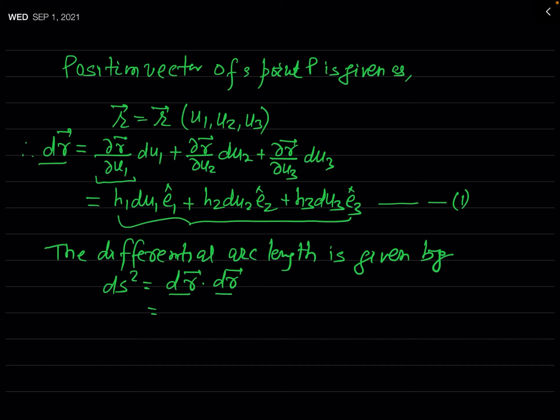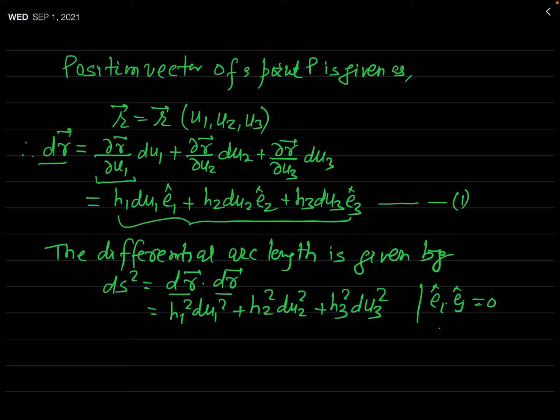So this will be simply equal to h1 square du1 square plus h2 square du2 square plus h3 square du3 square, because you know that ei dot ej is equal to 0, but ei dot ei is equal to 1, where i and j are equal to 1, 2 and 3. So this is your equation 2, let us say.